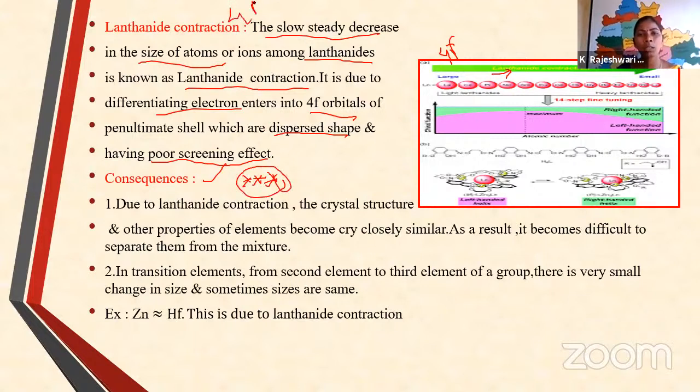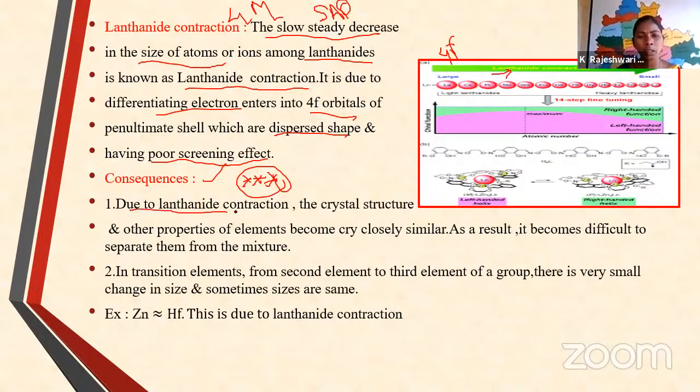For your 4 marks, they'll give you an SAQ question. What is lanthanide contraction? The slow, steady decrease in the size of atoms or ions among lanthanides is known as lanthanide contraction. It is due to the differentiating electron entering the 4f subshells of the penultimate shell, which are in dispersed shape and have poor screening effect. So what are the consequences?